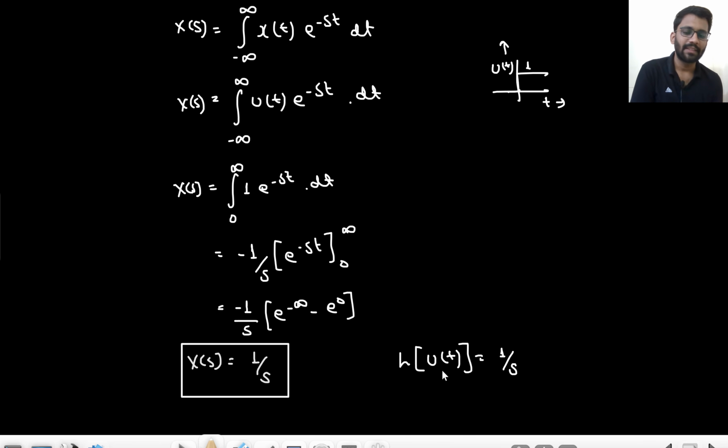Let's assume there was a constant, let's say it was a·u(t). What would happen? a would come out. Here you would have written a·u(t); a is a constant, so it would come out of the integration. So a would be outside, and you would get the answer a/s. So what is the Laplace transform of a·u(t)? It is a/s. Okay, right?